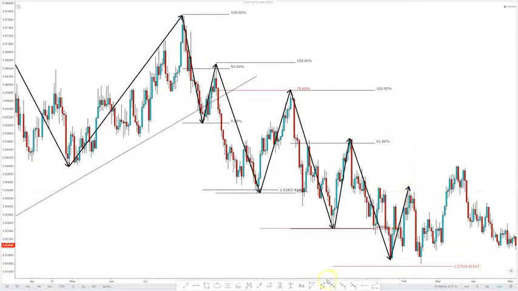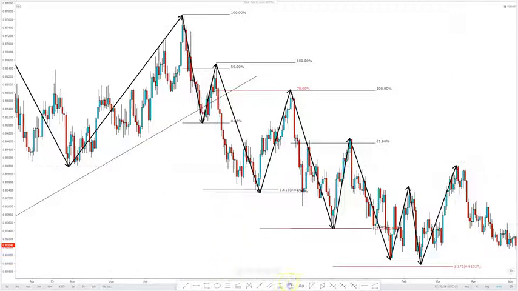And then we finally get a retest of the low. That's where our double bottoms come in, right? And the retest was obviously to the 127. And then we get that retracement. And then right now we'll measure that retracement.